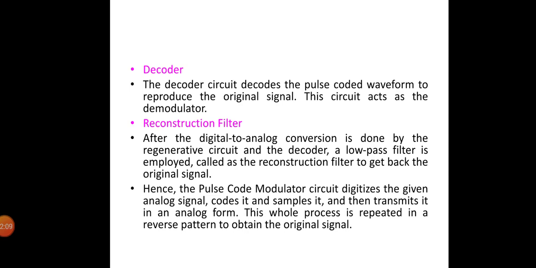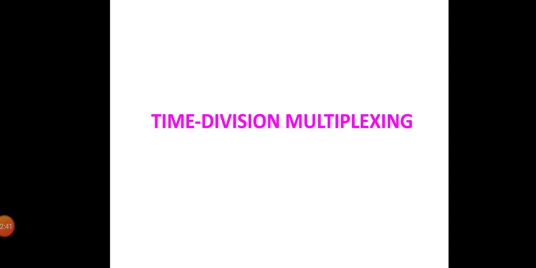And the decoder circuit decodes the pulse coded waveforms to reproduce the original signal, and this circuit acts as the demodulator. After the digital to analog conversion is done by the regenerative circuit and the decoder, a low pass filter called the reconstruction filter is employed to get back the original signal. Hence the pulse code modulator circuit digitizes the given analog signal, codes it, samples it, and then transmits it. This whole process is repeated in reverse to obtain the original signal.